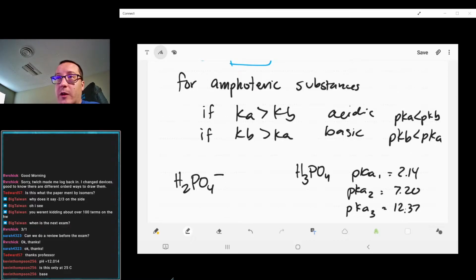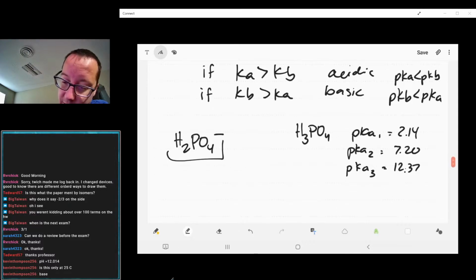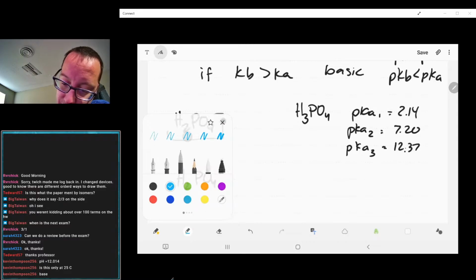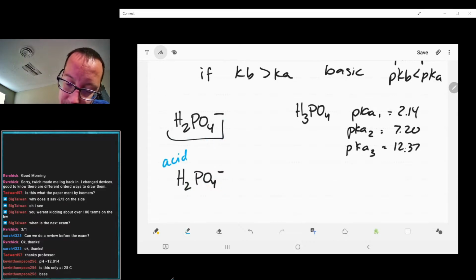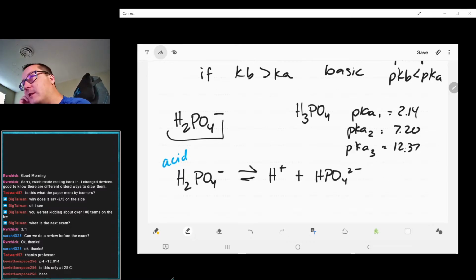So let's go ahead and evaluate this particular one. Let's see how it would react as an acid and how it would react as a base. So if it's going to react as an acid, let's just do that one first. We're going to expect it to kick off its proton and form that. Which equilibrium does this correspond to?